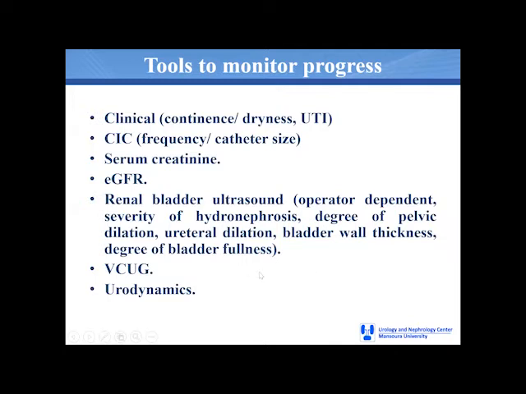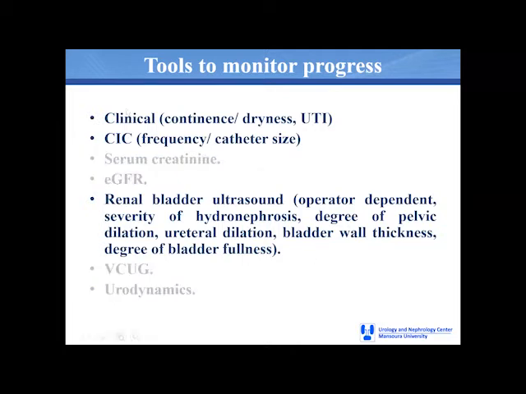Sometimes you get VCUGs and urodynamics, but I think you order those if you start to see changes from a clinical standpoint, with more incontinence or wetting in between catheterization, or you start to see some changes in the upper tract. Again, not against urodynamics. I'm just trying to rationalize its use, especially when you have limited resources.